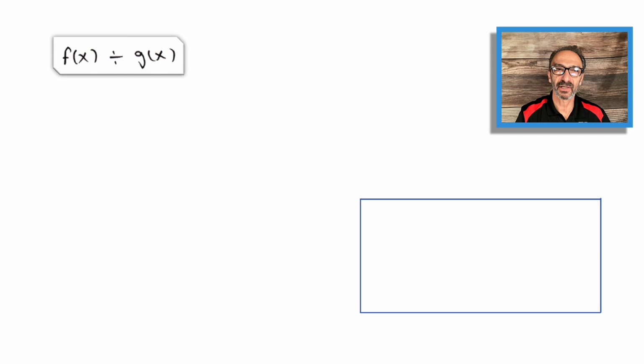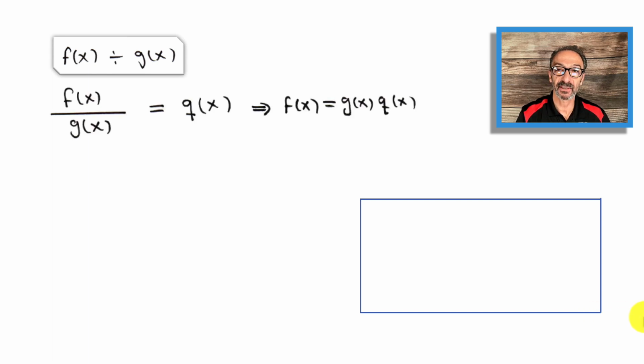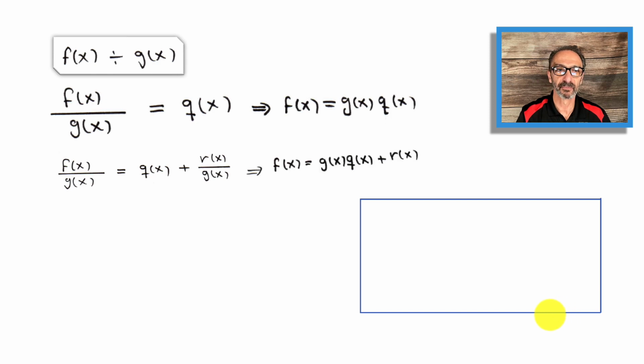When you divide f of x by g of x in polynomials, you get the quotient q of x. And you could rewrite this as f of x equals g of x times q of x. Sometimes you do have a remainder r of x, and you write it this way: f of x over g of x equals q of x plus r of x divided by g of x. Or you could write f of x equals g of x times q of x plus r of x. In a long division, that's how it looks.